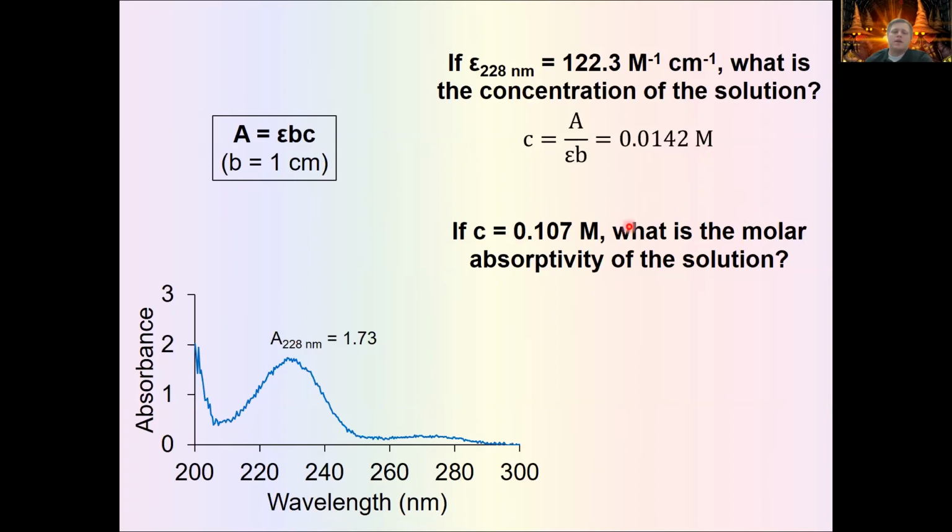Now for the next question, we're going to start with a different concentration. This has a concentration of 0.107 molar. Since we're starting with a different concentration but the same absorbance, we should get a different molar absorptivity. So all we're going to do here is solve Beer's law for molar absorptivity. That gives us our absorbance divided by our path length and concentration. We plug that into our calculator and get a value of 16.2 per molar centimeters.